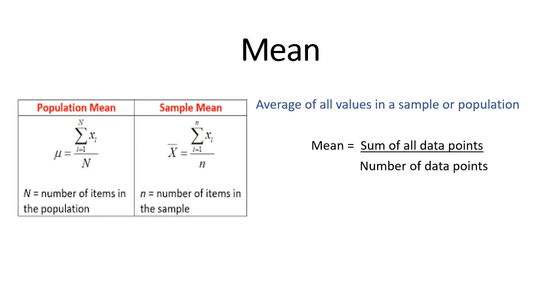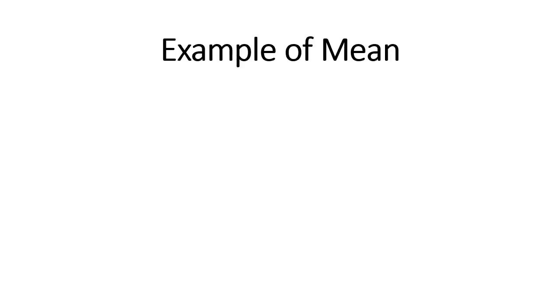What are the measures of central tendency? So first one is mean, then median and mode. Mean. It is the average of all values in a sample or population. It is mathematically represented as the sum of all data points divided by the number of data points. In the table, you can see population mean and sample mean in terms of parameters and statistical measures. We have already denoted all the symbols in our previous lecture. So capital N represents the number of items in the population, and the summation of all the data points divided by N equals mu. Mu stands for population mean.